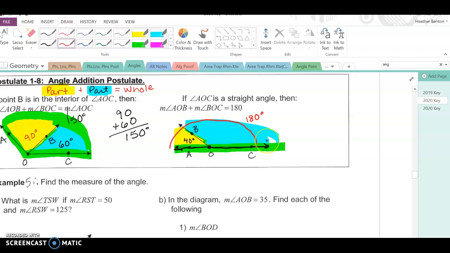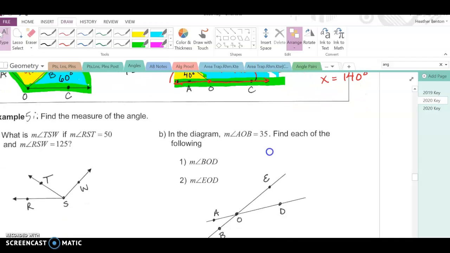And so we already know the whole. What we don't know is that part. We know that 40 plus, we'll call it x, 40 plus x has to add up to 180. So if you want to think about it algebraically, you could subtract 40 from both sides, and x equals 140 degrees for the missing part, for the blue part of that straight angle. All right, so let's try this out.